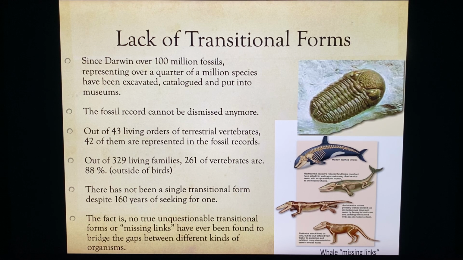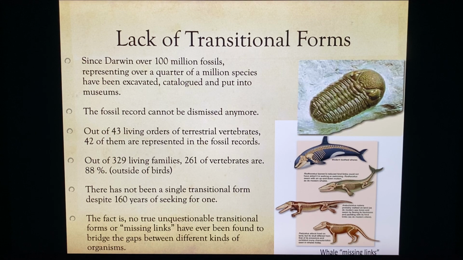There has not been a single transitional form despite 160 years of seeking for a missing link. We've been trying to look for these missing forms for 160 years. The fact is, no true, unquestionable transitional forms or missing links have ever been found to bridge the gap between different kinds of organisms. You can look it up and you'll see, of course, the evolutionists will be there and they'll show you all kinds of pictures, but none of these have been proved to be a transitional form.